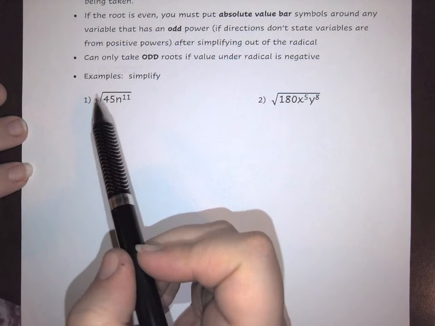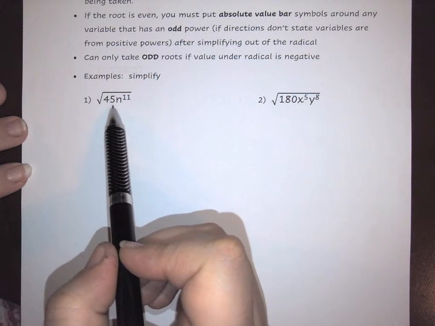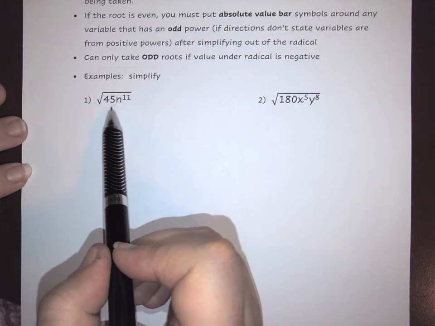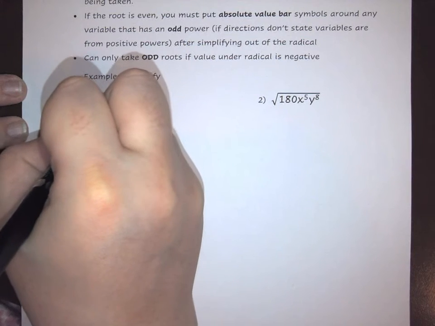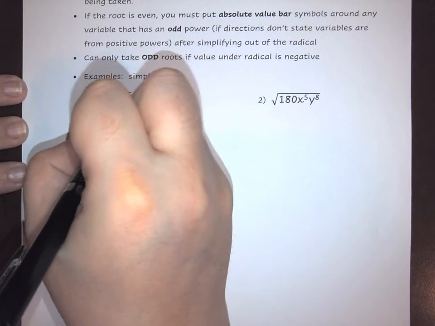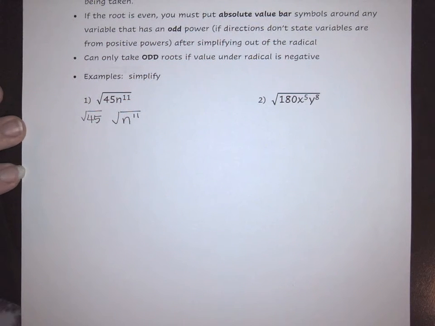So first and foremost, I have the square root of 45 n to the 11th. So I'm going to break this into two pieces. I'm going to look at the square root of 45, and I'm going to look at the square root of n to the 11th. So I'm going to treat this almost like it's two separate problems in order to break them down. So the first thing I want to do is reduce my 45. There are a few ways that you can do it. One of the fastest ways is to break things down according to your primes, but however you choose to break down a radical is completely up to you.